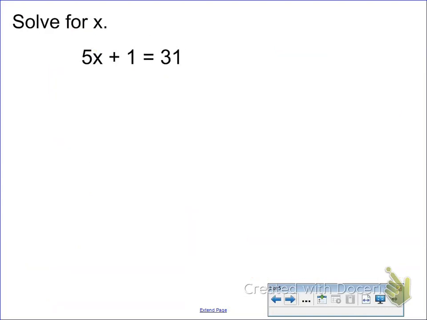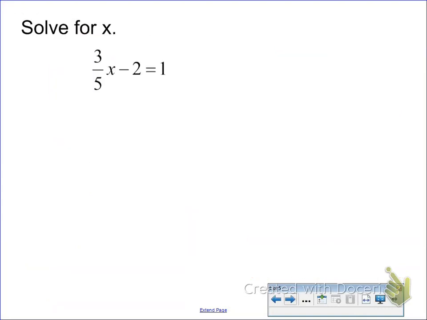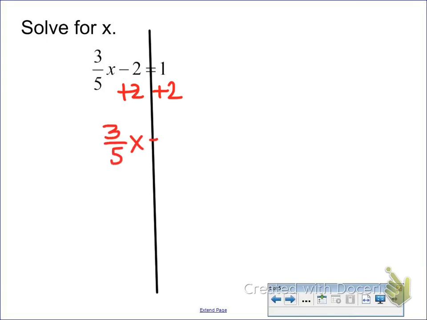The next question that we're going to go through is a little bit different. So this one is still a two-step equation, but there is a fraction in front of the x. So start by drawing your wall, and then we're going to move the constant term, the negative 2, the minus 2, by adding it to the other side. So now I get 3/5 x equals 3.